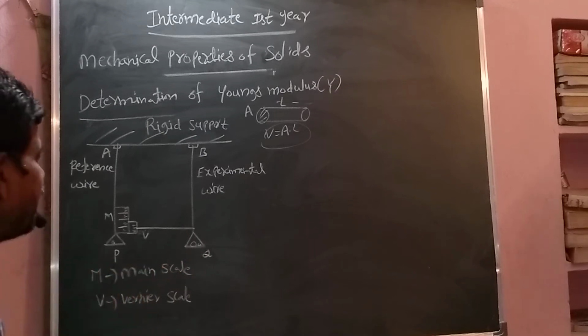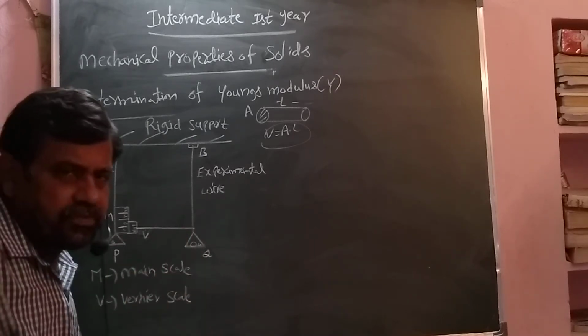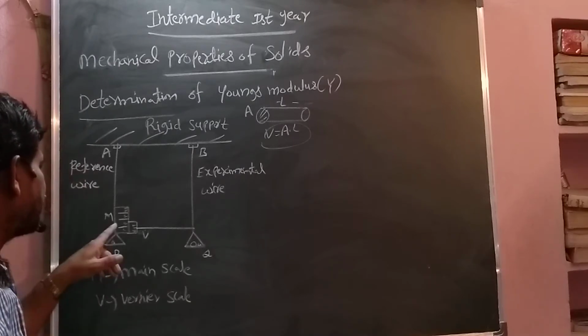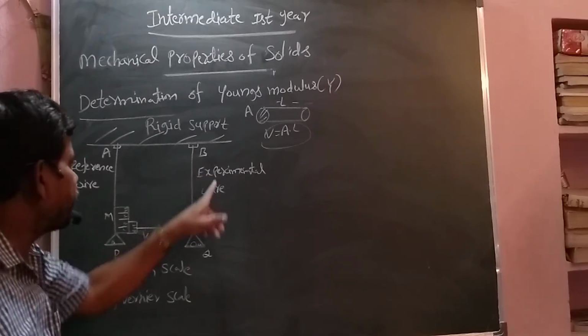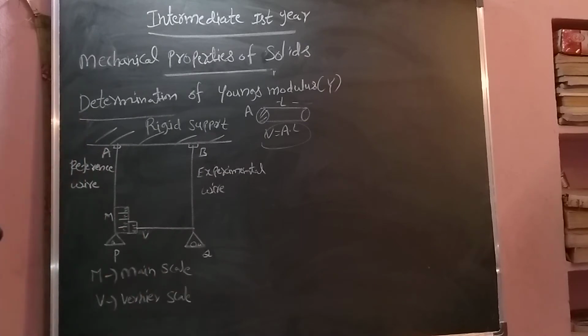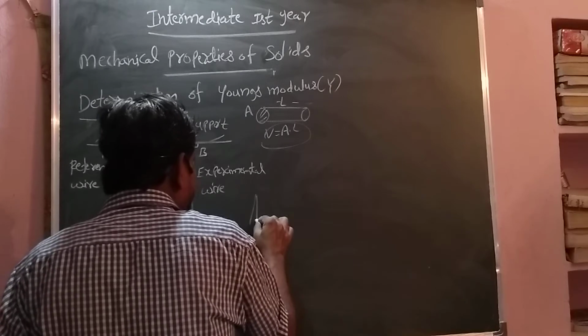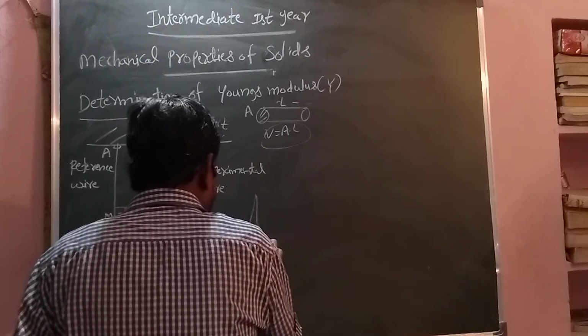At that time, the wires become stiff. Okay, at that time, generally what happens? The reference wire is connected to the main scale and the experimental wire is connected to the vernier scale. So in the vernier scale, what happens generally? This is the shape of the vernier scale.